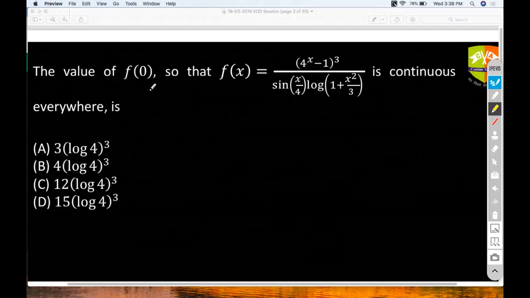The value of f(0) so that f(x) given by this expression is continuous everywhere. You may have seen this question in your preparation of board exams as well. It's a commonly asked question in continuity. It should not take more than 1 minute to solve this. Let's say this is question number 2. Please type the question number along with the response.